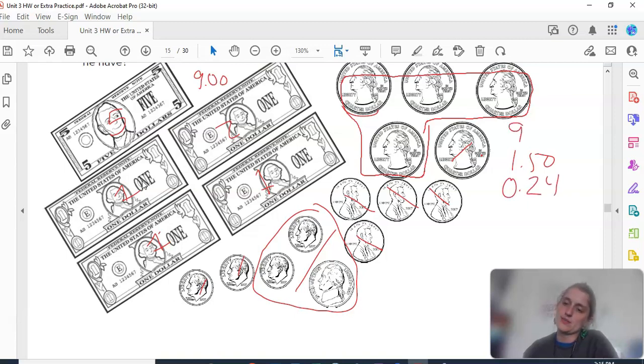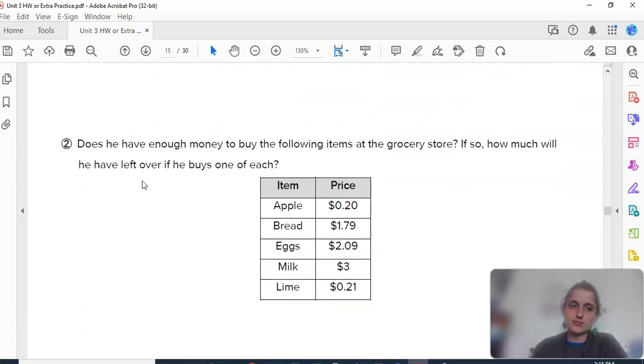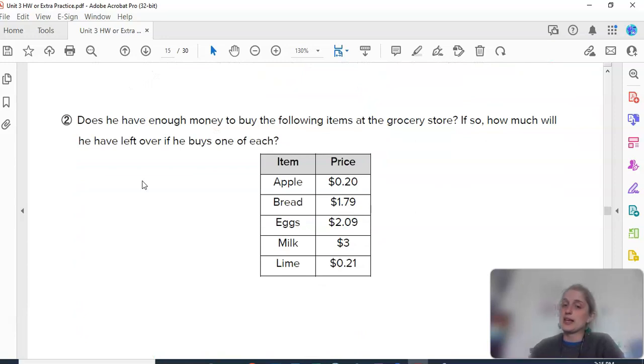plus our $9 in bills. So when we add that all up, making sure that our decimal points are perfectly stacked on top of each other, that will give you how much money that is. So that's how much money he has.